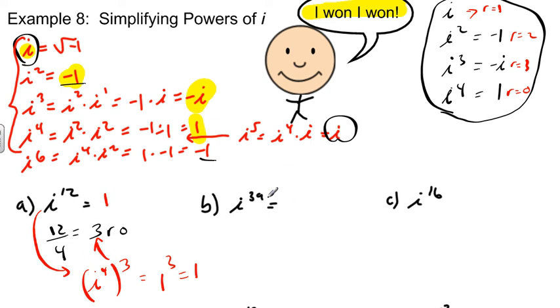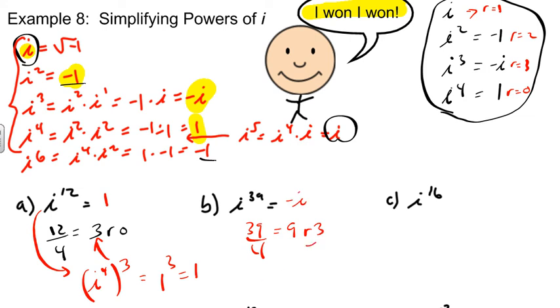Let's do this one right here. Okay, so let's divide 39 by 4. So 4 goes into 39 9 times with a remainder. That's 36, 37, 38, 39. So that's a remainder of 3. So again, if we're only looking at the remainder, then that must equal negative i.